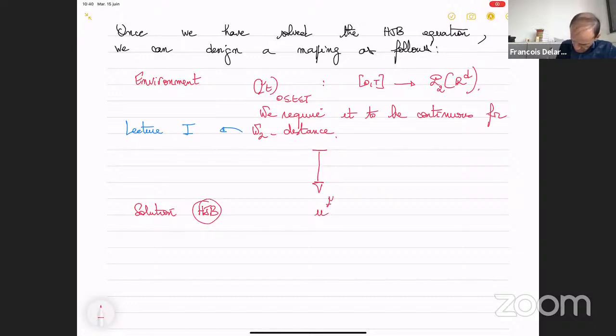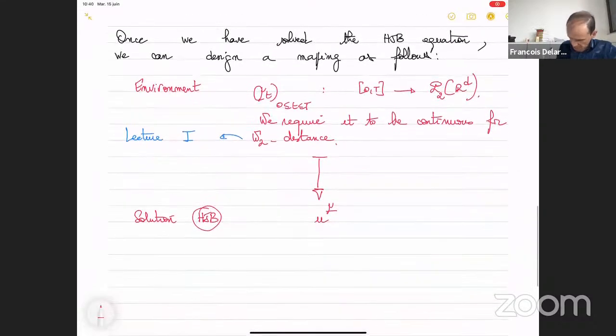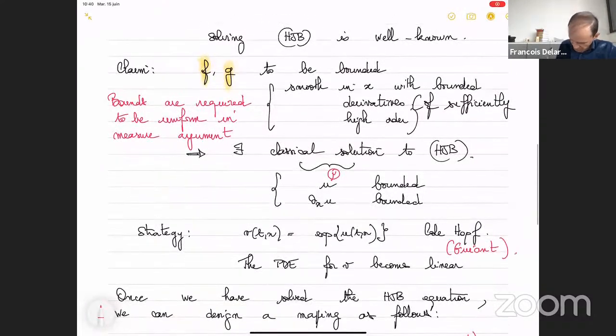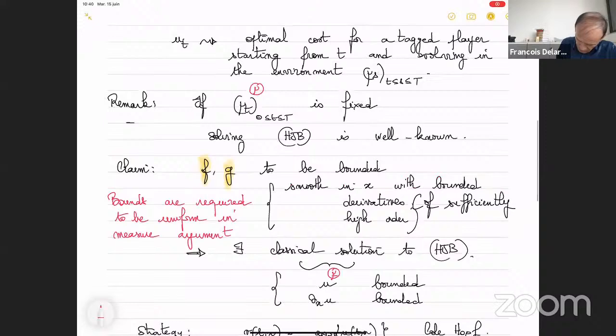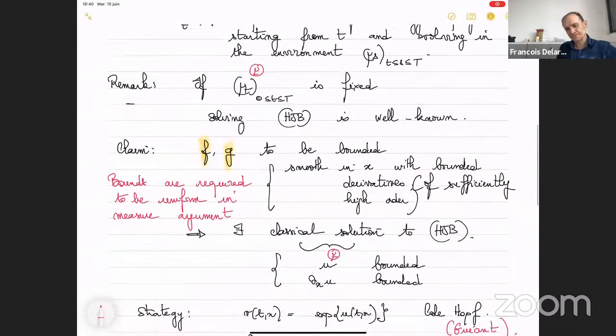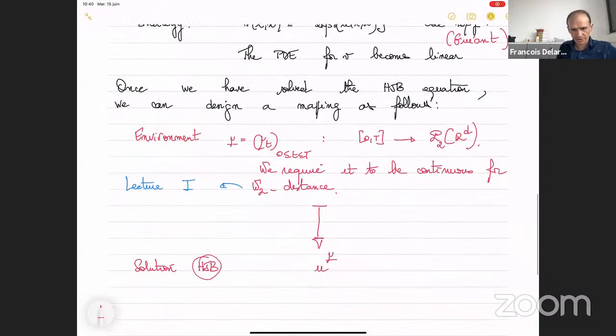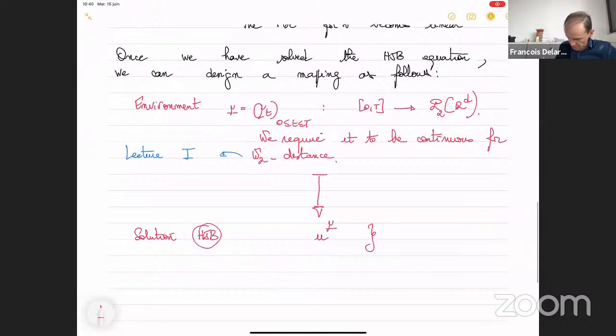Maybe I'm going to put an underline just to say that this is the whole trajectory. So in my notation here, there should be an underline to say that this is the whole path on which the solution to the HJB equation is going to depend. Right. And so this is really a classical solution.